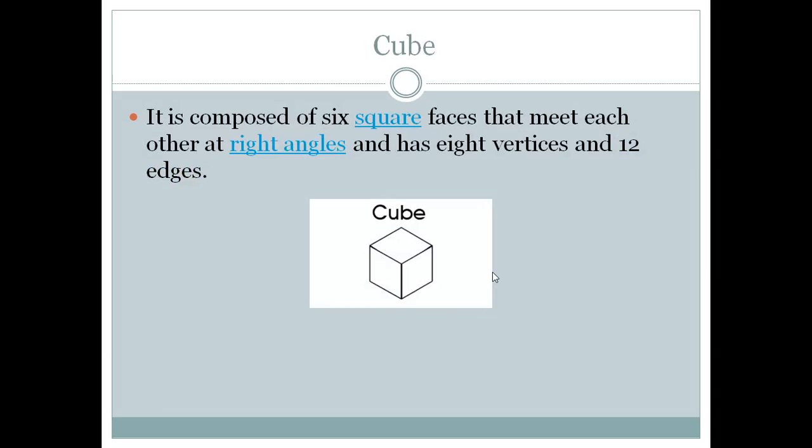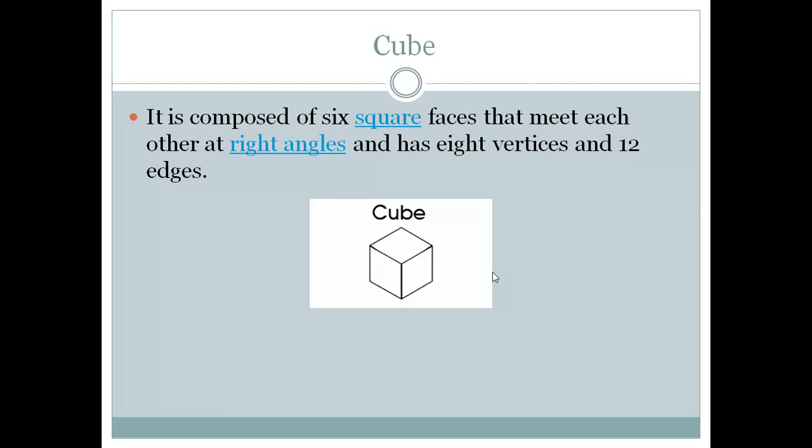When we join squares, it is known as a cube. It is composed of six square faces that meet each other at right angles. It has 8 vertices and 12 edges. Vertices are where lines meet. The point where the lines are meeting is known as a vertex.